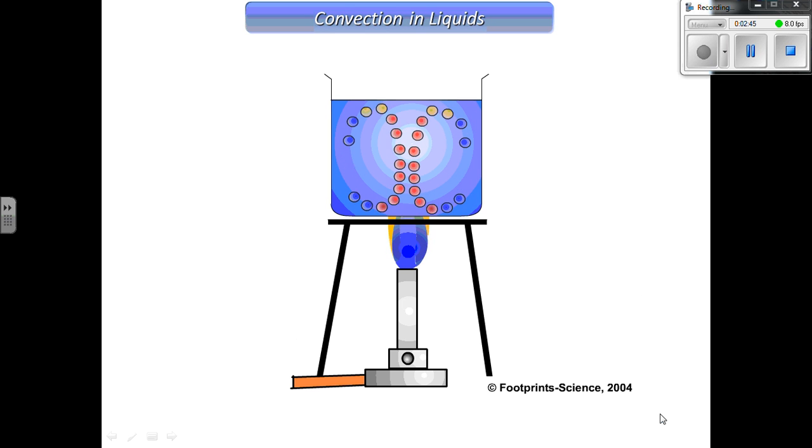We have convection in liquids. As you can see from the diagram, there's a flame heating some water. What happens is the heat causes the particles to gain more energy, and as these particles gain more energy, they start to rise. As you should already know, heat rises, so this is a really good demonstration of this happening. The water particles start getting warm, and they start rising to the top. As they get to the top, they start cooling down, and then eventually they become so cold they'll sink back down to the bottom. This is called a convection current.